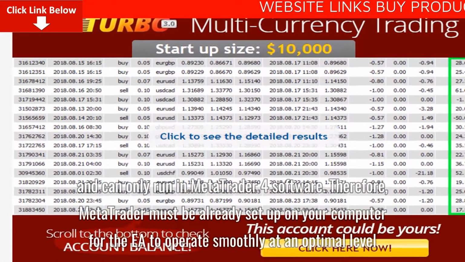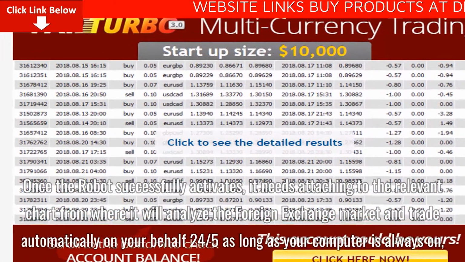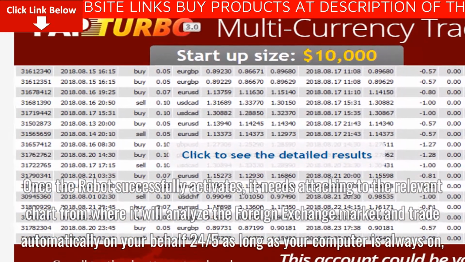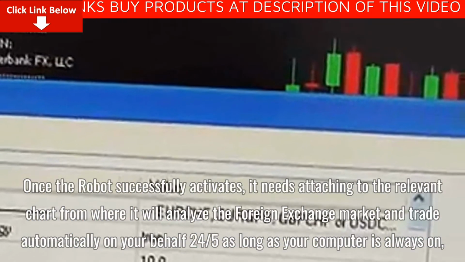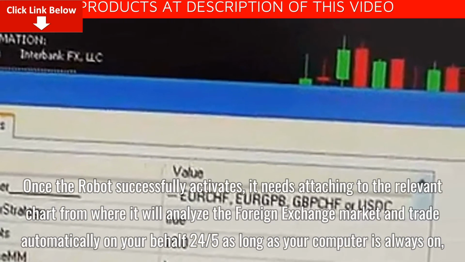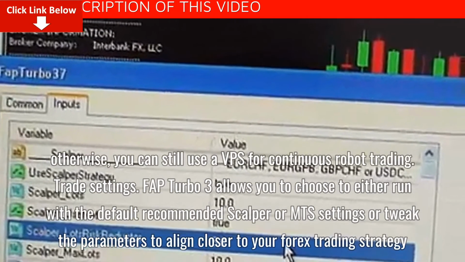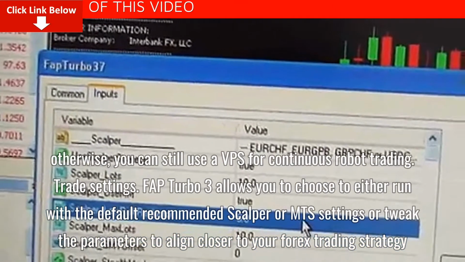Once the robot successfully activates, it needs attaching to the relevant chart from where it will analyze the foreign exchange market and trade automatically on your behalf 24/5, as long as your computer is always on. Otherwise, you can still use a VPS for continuous robot trading.